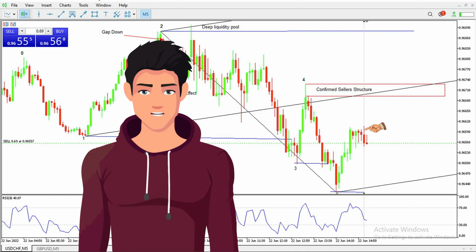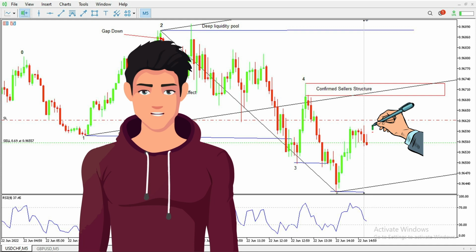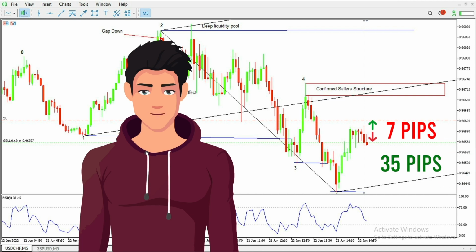I triggered my short trade immediately after the bearish fractal candle close. I placed my stop-loss order a few pips above the upper tail of the bearish fractal candle, with the assumption that if sellers are still strong enough, then my stop-loss order is protected from buyers of market noise. My stop-loss order is approximately 7 pips and my take-profit target is 35 pips.